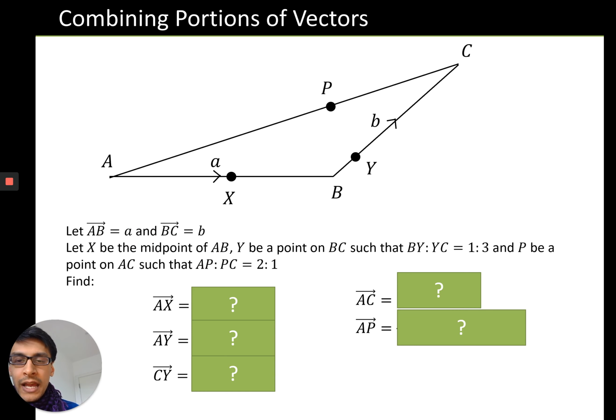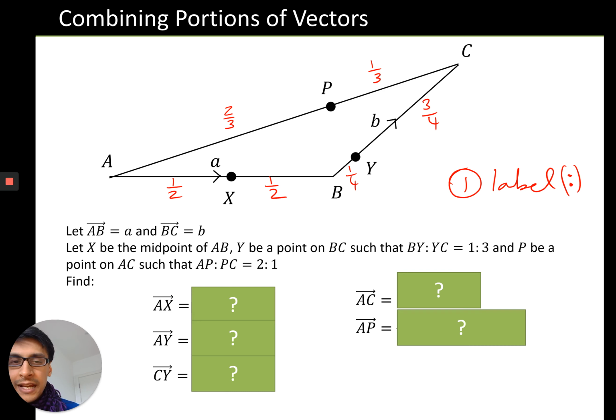You can see X is a midpoint, so that means along here we split it into 2, so 1 out of 2, 1 half and 1 half. Y is the point on BC such that BY to YC is 1 to 3, so that means this is a quarter and this is 3/4. So 1 over 4 and 3 over 4. And then the last bit here, AP to PC is 2 to 1, so that's going to be 2/3 and 1/3. That's the first thing you always do, is you label the ratios.